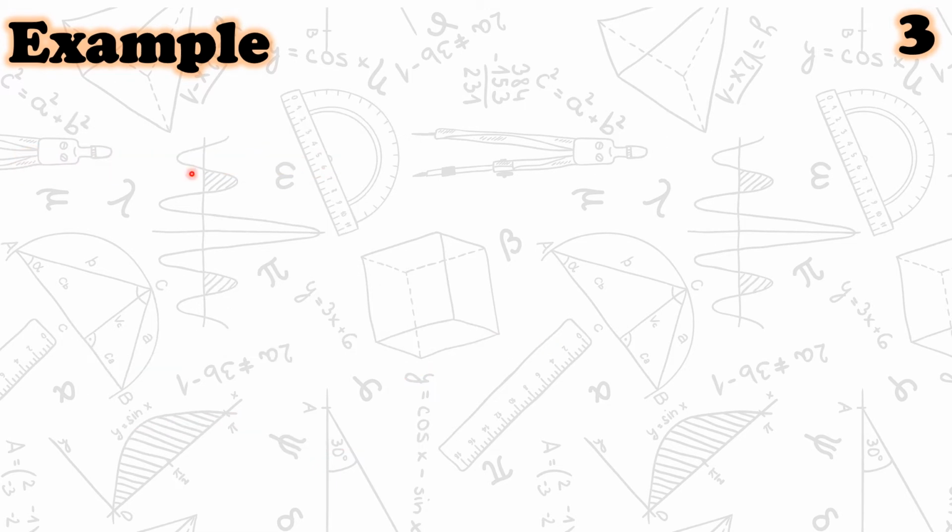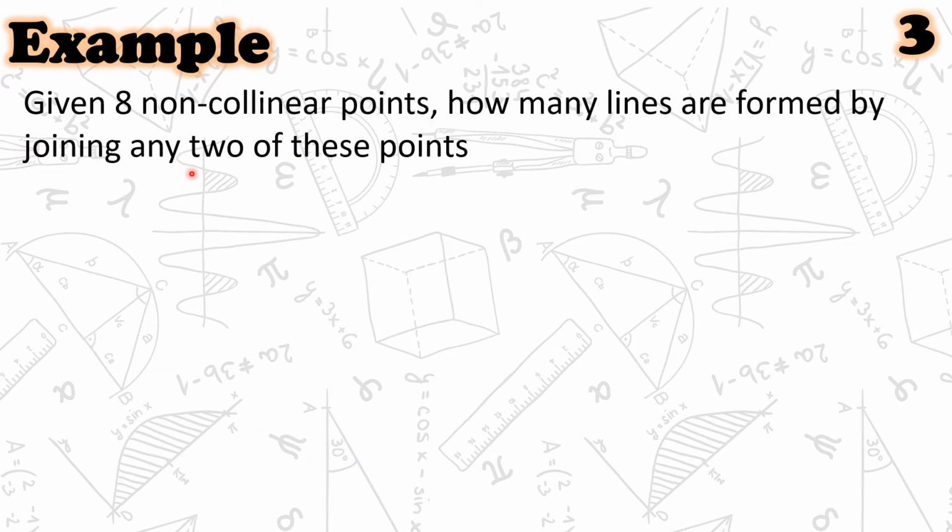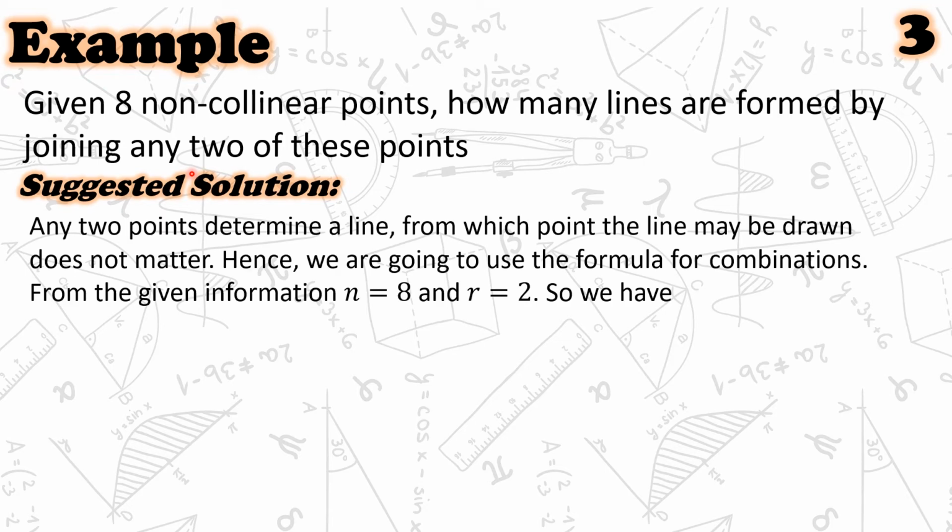Let us have example number 3. Given 8 non-collinear points, how many lines are formed by joining any two of these points? Here is our suggested solution. Any 2 points determine a line. From which point the line may be drawn does not matter.